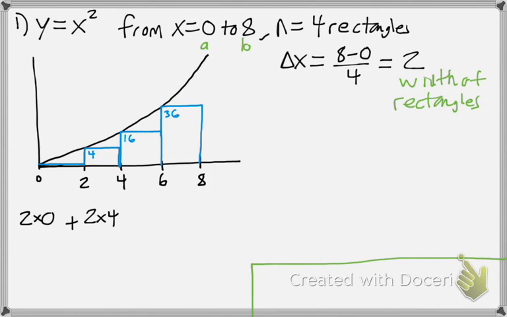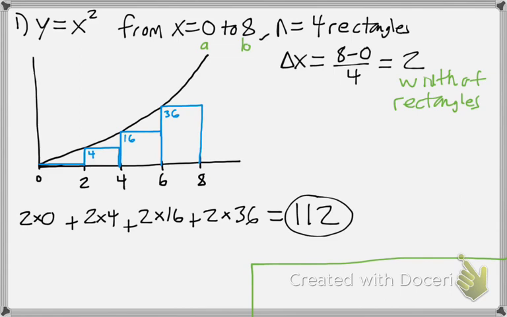And then the next one is going to be plus 2 times 16, which is talking about this rectangle, and then adding up 2 times 36, which again, this last rectangle has a width of 2 and a height of 36. So if you multiply and add those up, then you should get 112.